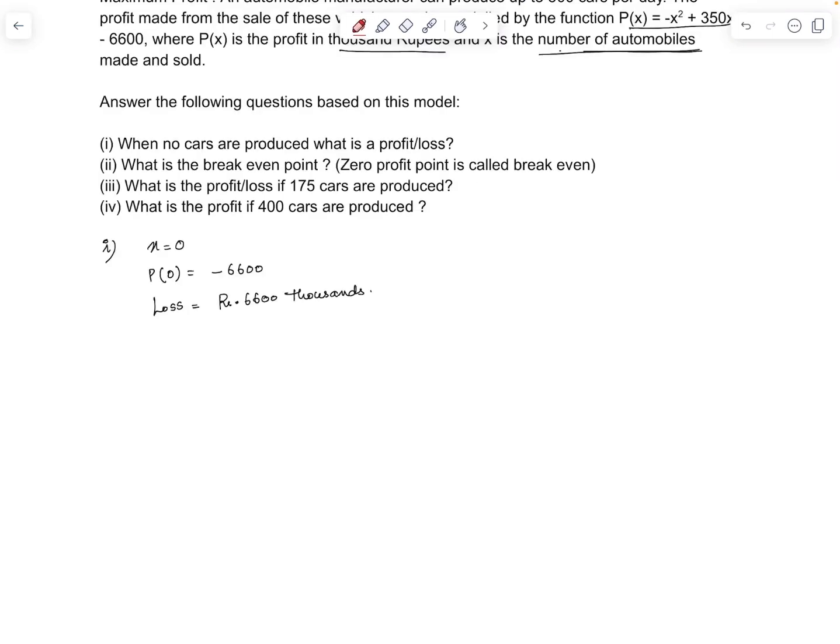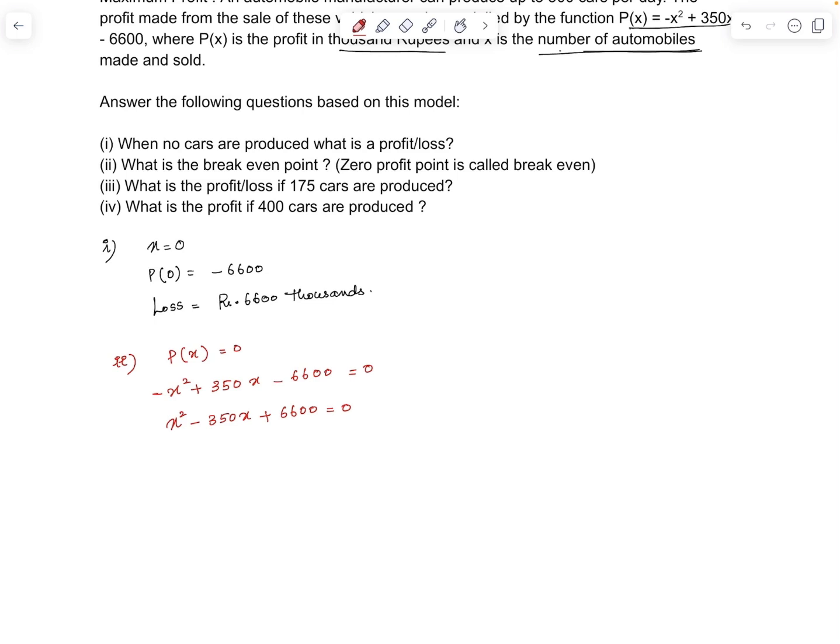Question 2. What is the break even point? Break even is a situation where there is no profit or no loss. So to get the break even point, we have to make P(x) as 0. -x² + 350x - 6600 = 0. Multiplying this entire equation by -1, we get x² - 350x + 6600 = 0.